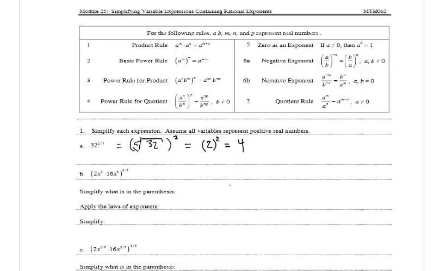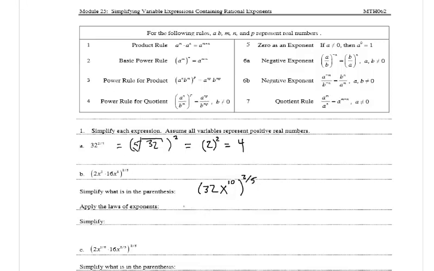In B, we have 2x squared times 16x to the 8th, all raised to the 2/5. And the first set of directions say simplify what is in the parentheses. So we want to multiply 2 times 16 and x squared times x to the 8th. So we have 2 times 16 is 32, and x squared times x to the 8th is equal to x raised to the 10th, and that's all raised to the 2/5.